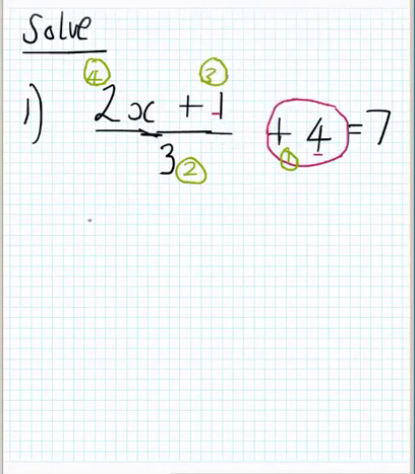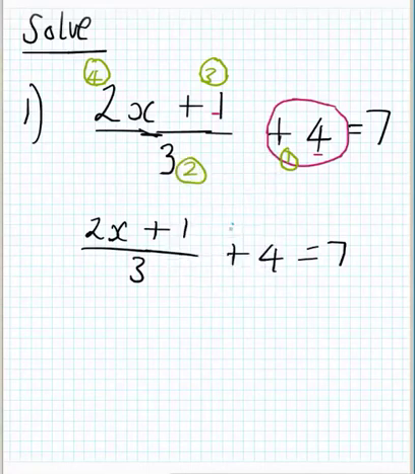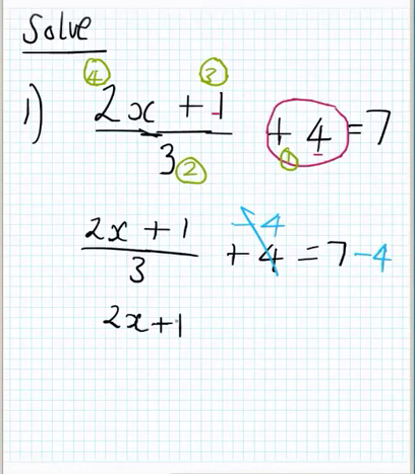So let's just write it out again. Now we may run out of room, but let's see how we go. +4 = 7. So the first one to go is that +4. And we know the opposite of +4 is -4. Okay, and that cancels out, and we -4 on this side. And 7 - 4 is simply 3. So we will have (2x + 1) over 3 equals 3.